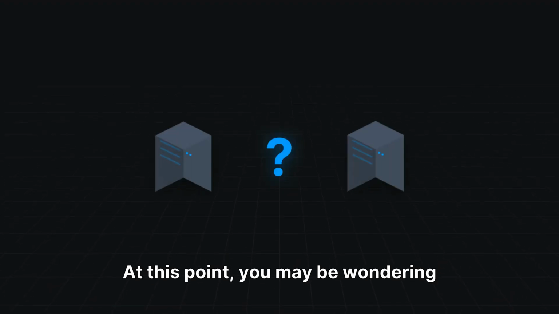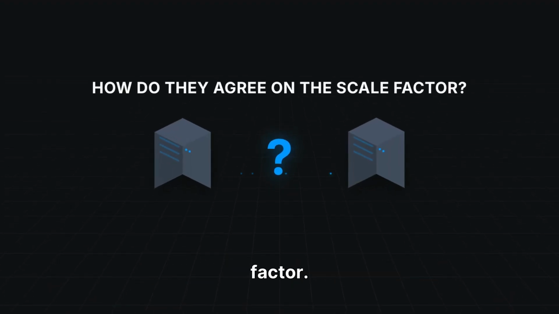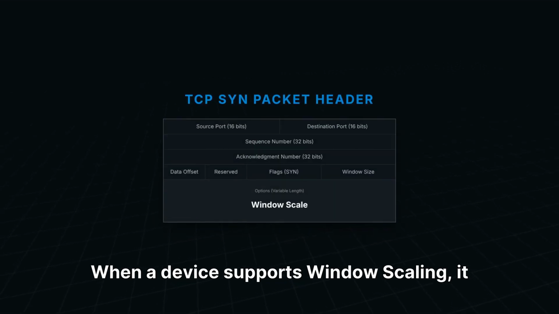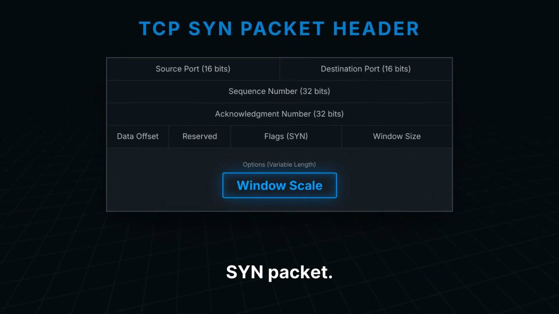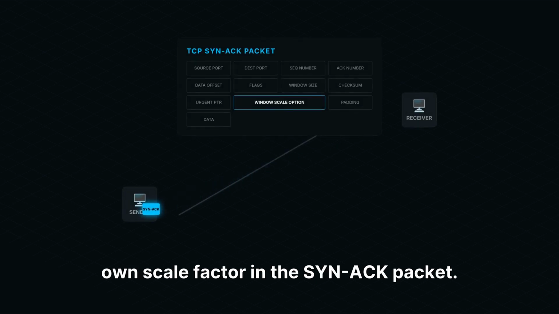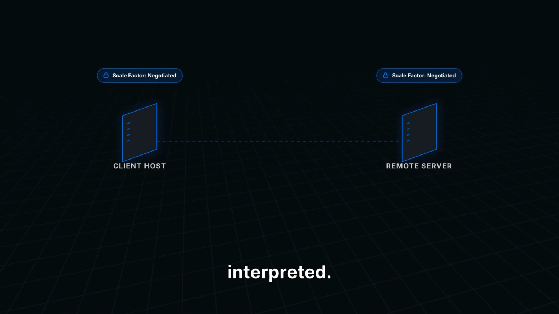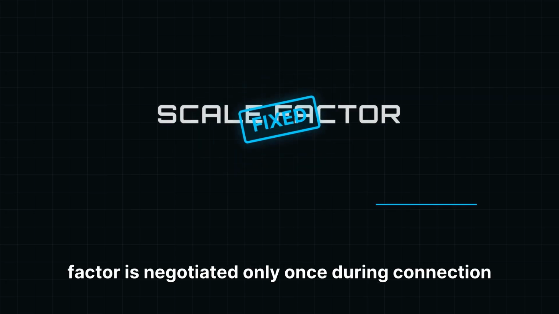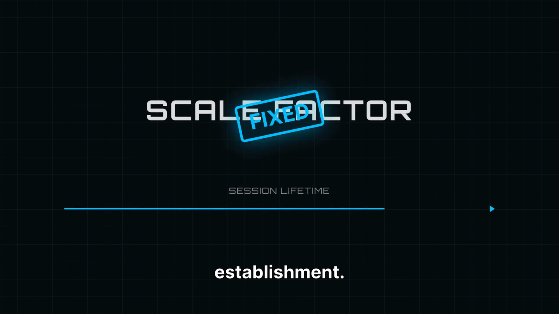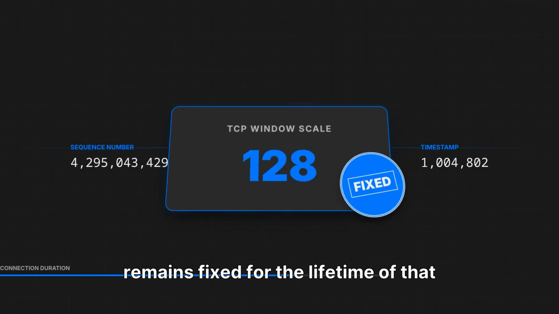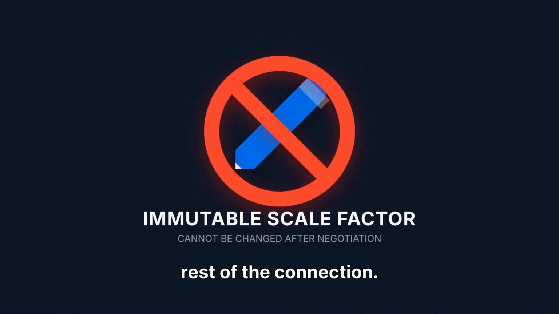At this point, you may be wondering how both devices agree on the scale factor. This happens during the TCP three-way handshake. When a device supports window scaling, it includes a window scale option inside the SYN packet. It's negotiated here. The other side can also advertise its own scale factor in the SYN-ACK packet. After the handshake completes, both devices know how future window size values should be interpreted. An important detail is that the scale factor is negotiated only once during connection establishment. After the connection is created, the value remains fixed for the lifetime of that session. It cannot be changed later for the rest of the connection.